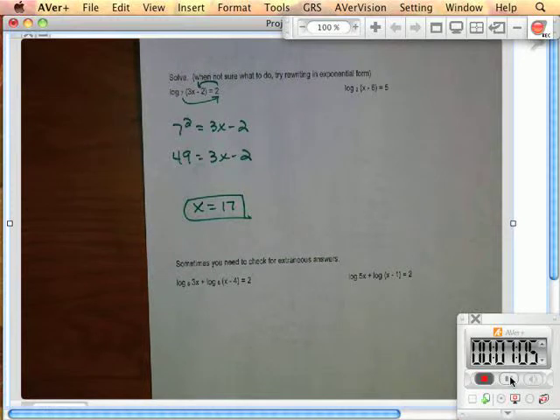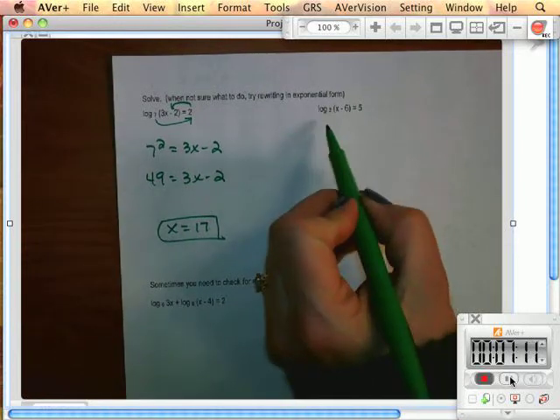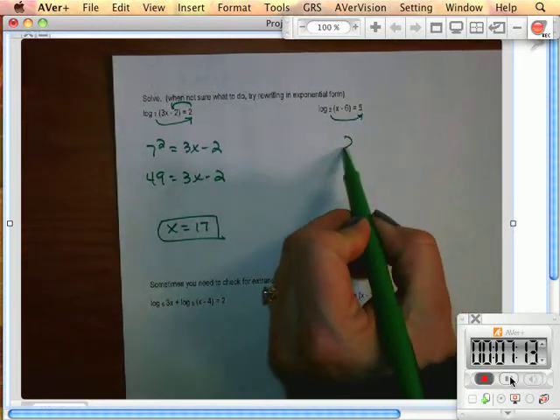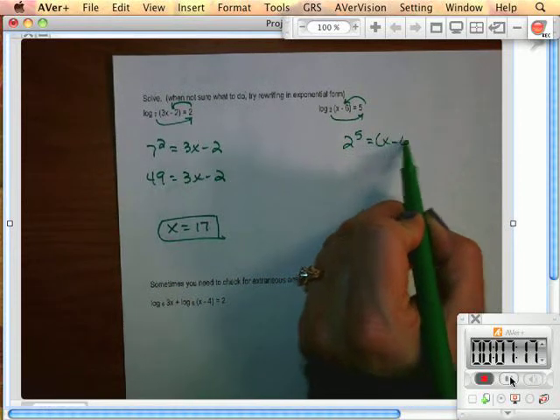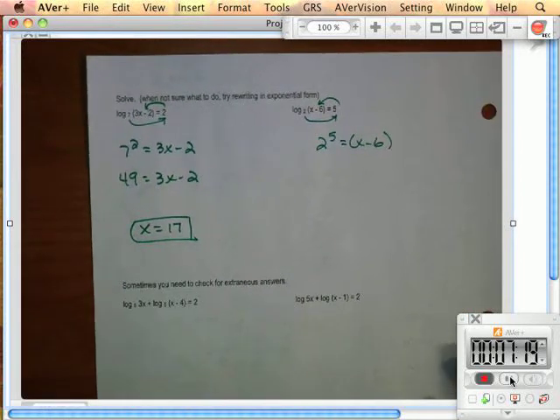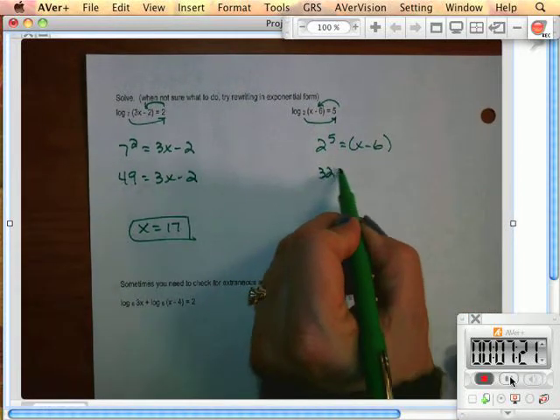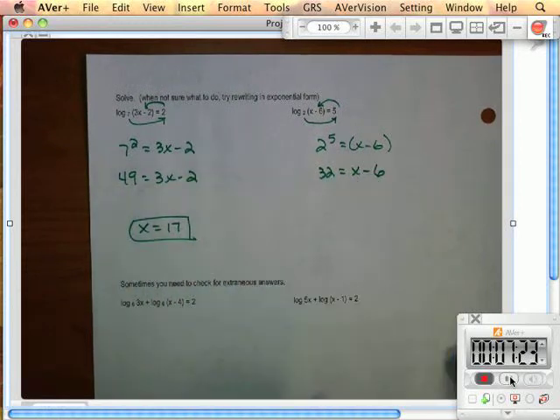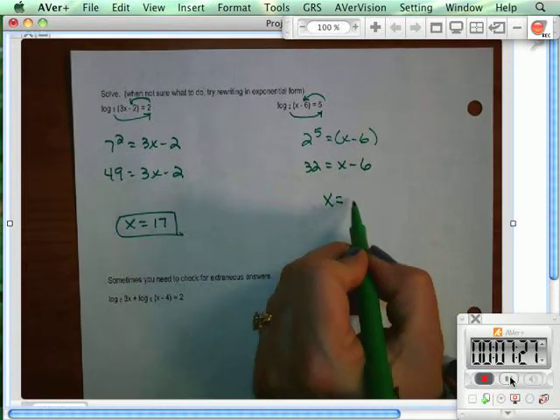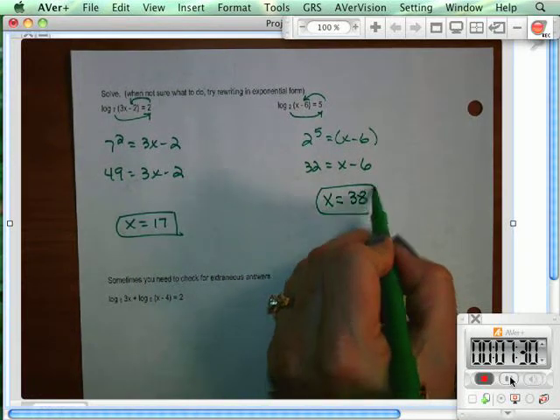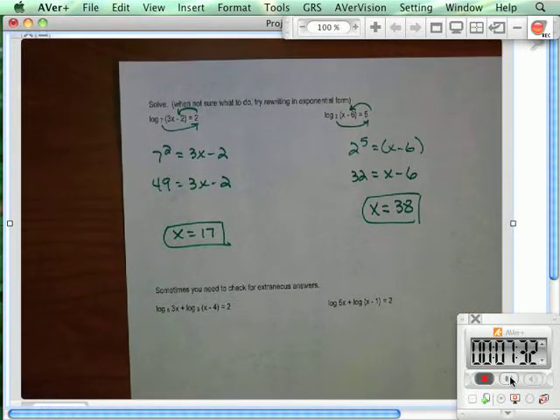How do you feel about that? Okay, same thing here. Rewrite this in exponential form. It's going to be 2 to the 5th equals x minus 6. I don't even need the parentheses. Didn't have to write those. 32 equals x minus 6. What does x equal? Add 6 to both sides, 38. Okie dokie? Way easier than you think, huh?